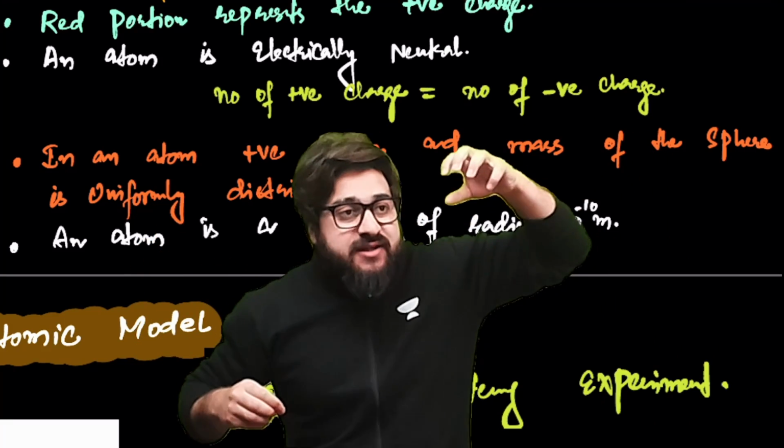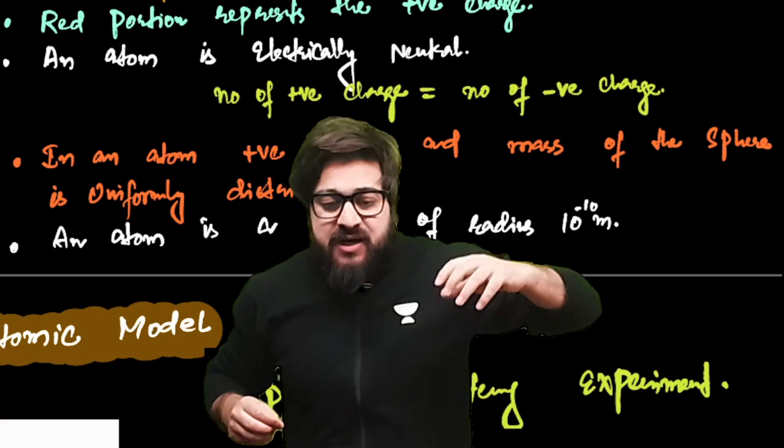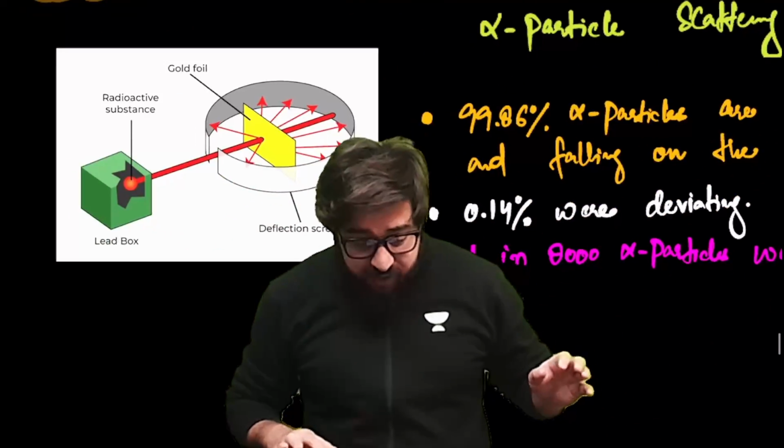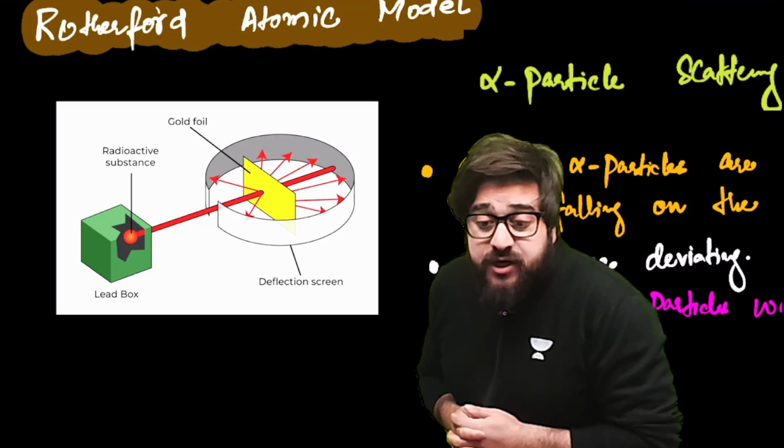It is not like at some point mass is more, at some point mass is less, charge is more, charge is less. No, it is equally distributed at every point. Okay, and then we have Rutherford's atomic model.